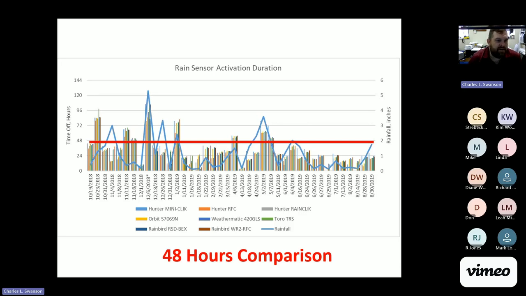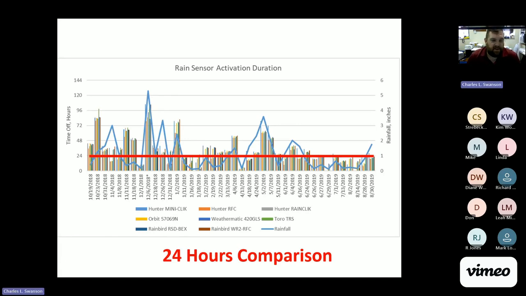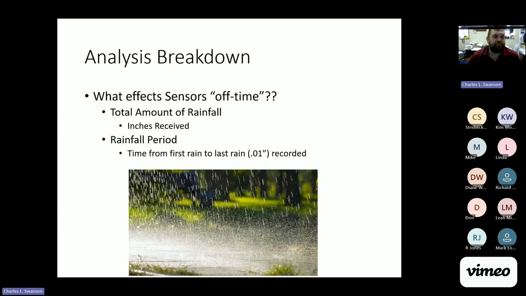One inch of rainfall is plenty to meet the water needs of a plant for at least a 7-day period. And so we don't want to see controllers turning on too soon after a rainfall event when it's not necessarily needed. And you can just see here that most often what we found was that about 24 hours seemed to be the norm for how long the sensor turned off the controller.